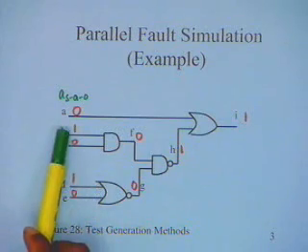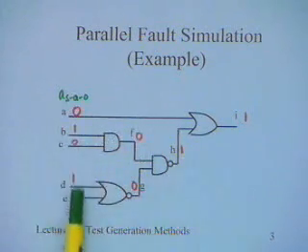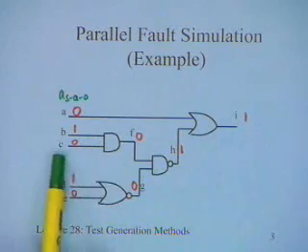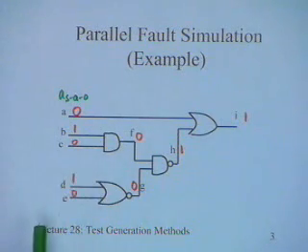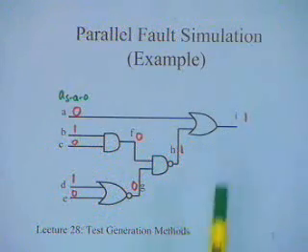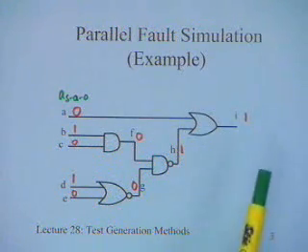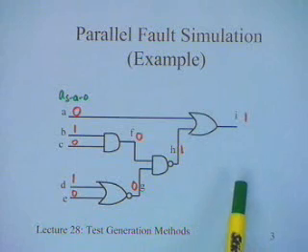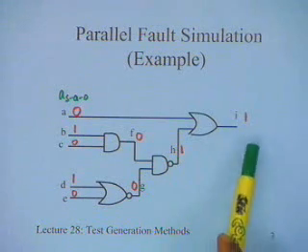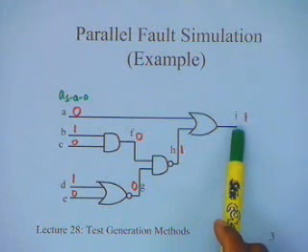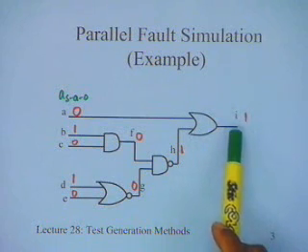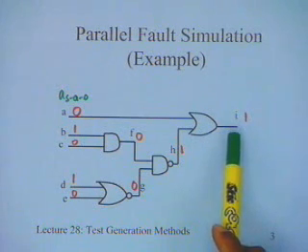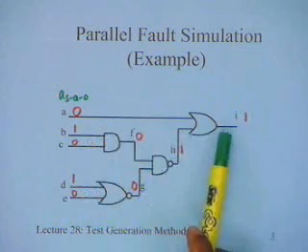Like for example, B stuck at 1, I cannot use this test vector for doing B stuck at 1. I cannot use this test vector for doing C stuck at 0, because nothing will change, and after all I have only one output. So when can I say that I can detect a fault with this particular test vector? Only if my output I is going to be 0. Because my true value of my output is 1, the faulty value of my output has to be 0. In this case I have only one output.